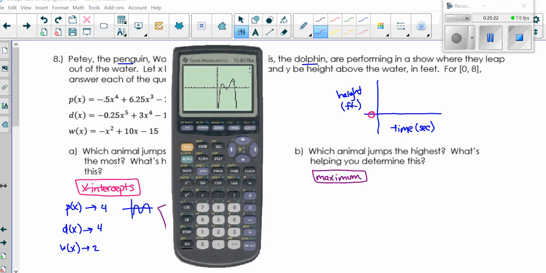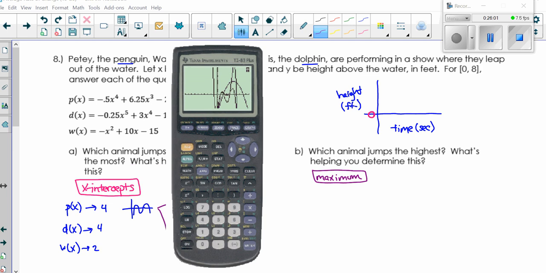The dolphin gets way up there. We have no idea where it's at, but we can go figure it out. The dolphin's way up there, and the whale's right here. So the dolphin definitely got the highest. We just have to figure out how high. So I'm going to change my maximum, my little window. I'm going to change my Y max to 20. It's going to regraph all this. All right, so I know that it's up there, and I actually don't need to see it. I can definitely see the dolphin got the highest.